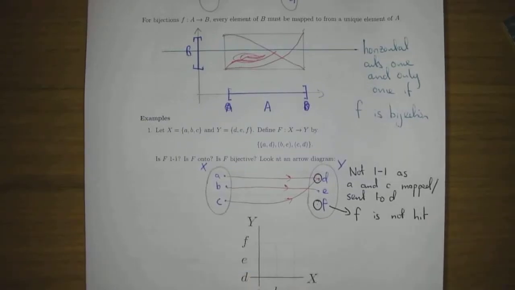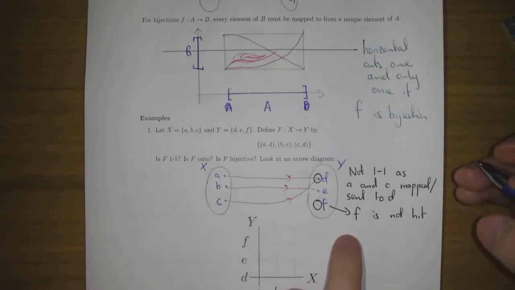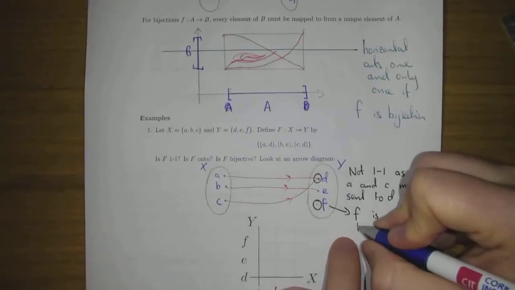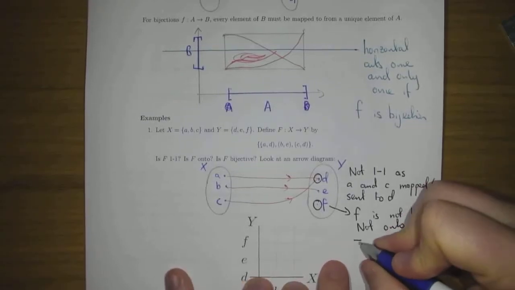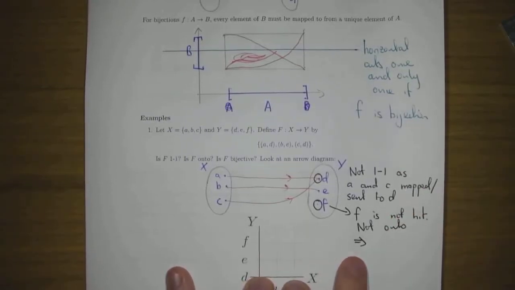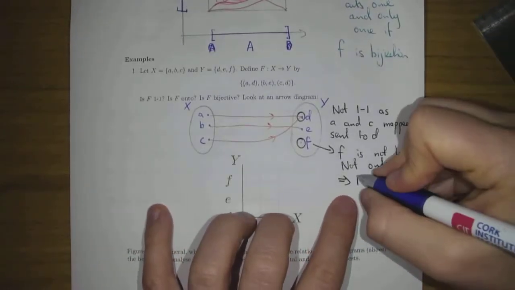To be bijective, it has to be both one-to-one and onto. If you want to say it's not bijective, you can say it's not one-to-one, so it's not bijective. Or you can say it's not onto, so it's not bijective. It's kind of overkill to say it's not bijective because it's neither one-to-one nor onto. So here we say not onto. And therefore, using either of these, both is overkill, it's not bijective.